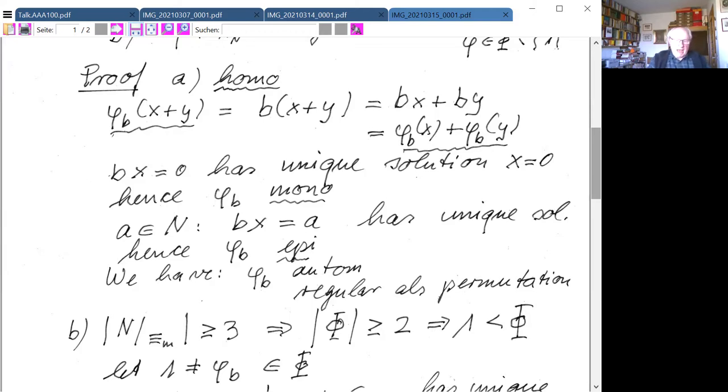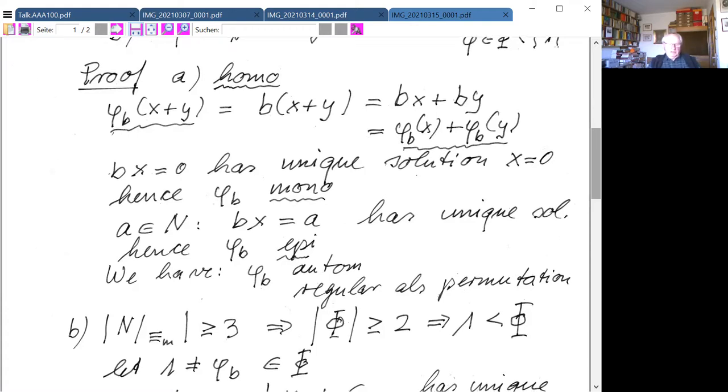Bx equals 0 has a unique solution x equals 0. Hence, this must be a monomorphism. And if A is in N, Bx equals A has a unique solution. Hence, let A be an arbitrary element in N. Bx has a unique solution. Hence, Vb must be an epimorphism. We have Vb is an automorphism.